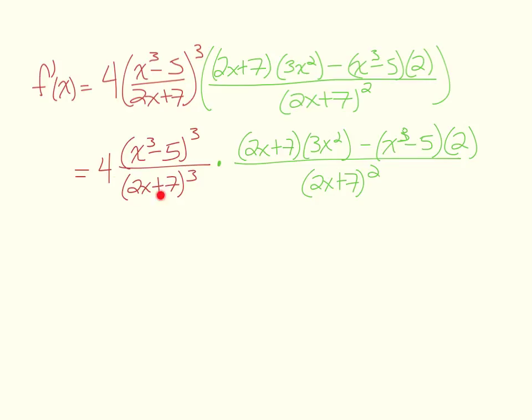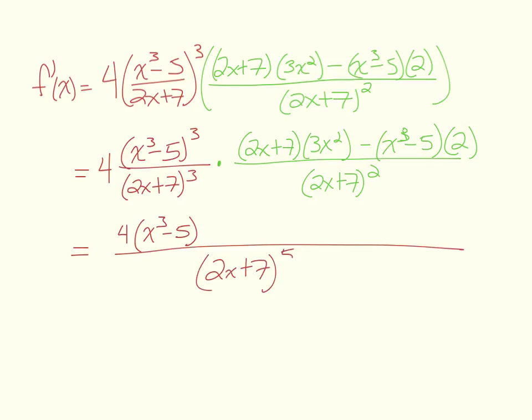This allows us to combine these two denominators into one denominator. So when we multiply this thing cubed times this thing squared, we get this thing to the 5th power. So we have 4 times x cubed minus 5, all over 2x plus 7 to the 5th power.